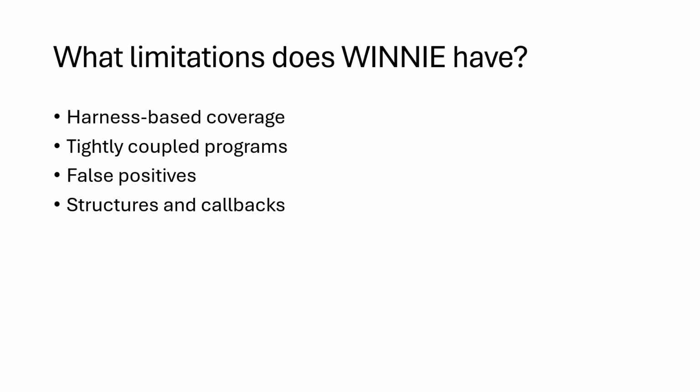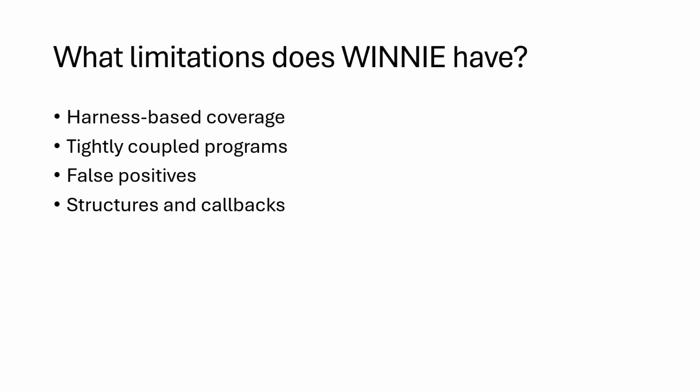Now, it's not all sunshine and rainbows. WINNIE does have some very important limitations. So firstly, harness-based coverage means that they can only test what's actually in their traces, their samples. If the samples don't test certain features in the programs, it won't be able to generate harnesses that can test those features. So if you don't have enough samples, well, your results won't be great. You'll only be hitting that small subset of features in the program.